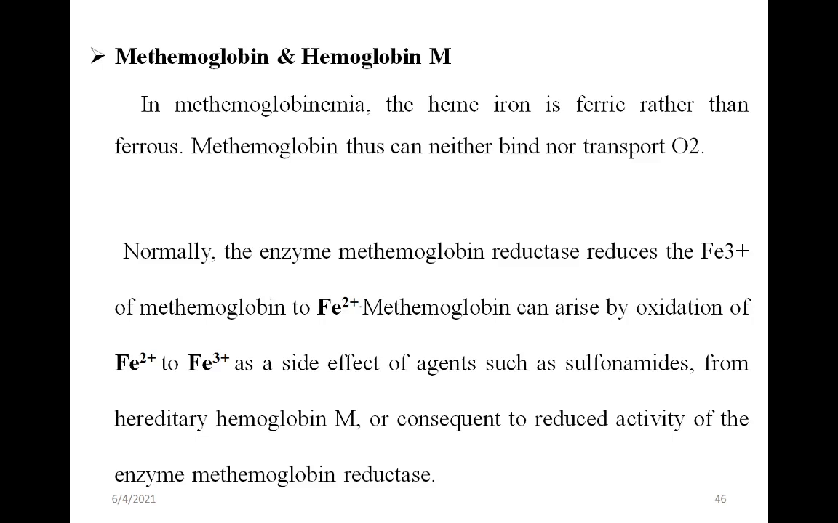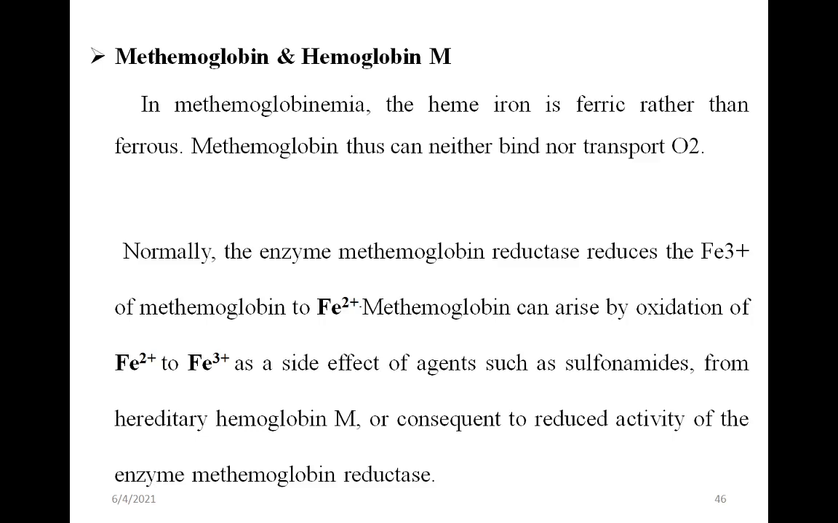In methemoglobinemia, the heme iron is ferric rather than ferrous. Methemoglobin thus can neither bind nor transport oxygen. As soon as the iron becomes ferric, one valency becomes less.